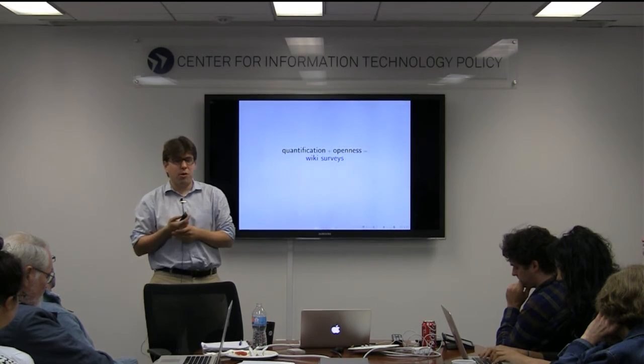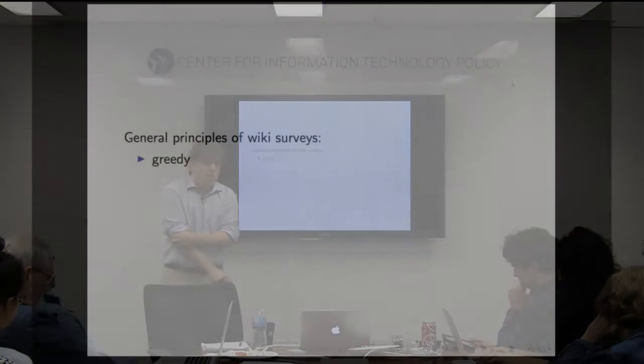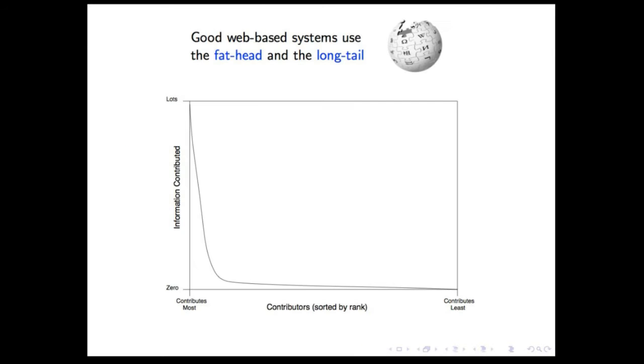And so we came up with three general properties that we think this wiki survey should satisfy. So first, we think they should be greedy. By that, I mean they should collect as little or as much information as each person is willing to provide. So this is a cartoon graph of the amount of information contributed to Wikipedia per person. Here, these are the people on the x-axis. This is the person that contributes the most. The y-axis is how much they contribute.